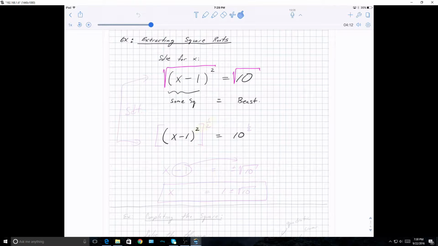And the other way to look at it is by taking this to the half power and this to the half power. These are equivalent statements. These mean the same darn thing. But what I like about the secondary one is it's very clear to see why we have just x minus 1 left over, and we have the positive and negative square root of 10. And then in order to solve, all we have to do is add 1 to both sides, so that looks like we have x equals 1 plus or minus the square root of 10.